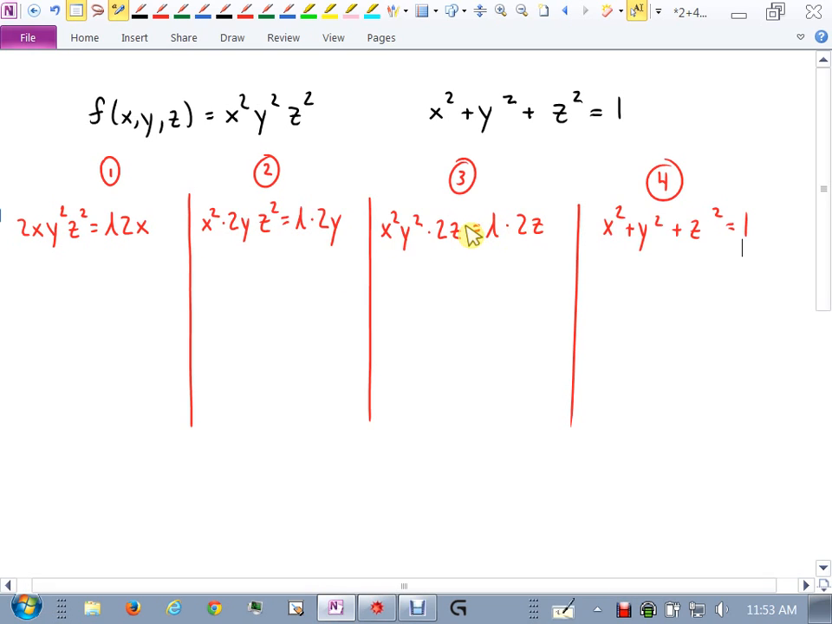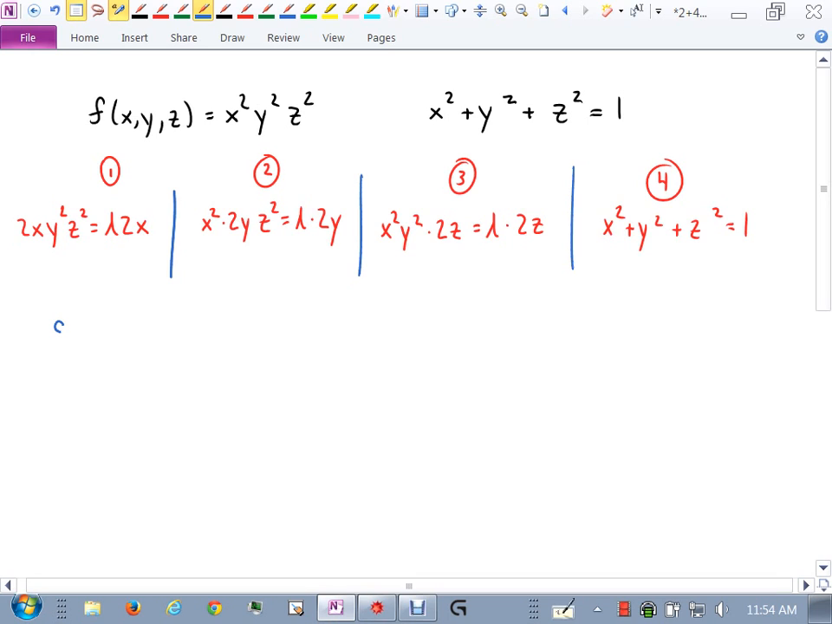If I do that, I have to promise that x, y, and z will never be what? 0. Now, they can't all be 0, can they? 0, 0, 0? Because then my 4th constraint equation wouldn't be satisfied. Could you have one of them be 0? Yes, but not all of them simultaneously. So here are my 4 equations. Suppose x and y and z are all not 0.